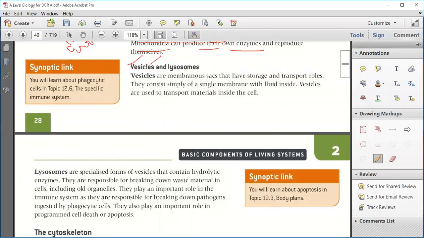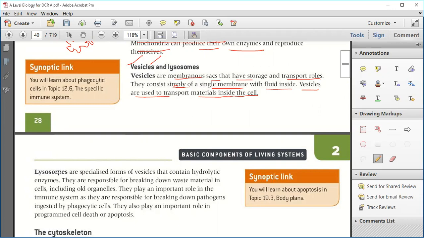Now we will discuss vesicles and lysosomes. Vesicles are membranous sacs that have storage and transport roles. A vesicle is nothing but a sac that helps in storage and transportation. Sac-like means a small bag-like structure. They consist of simply a single membrane with fluid inside, and vesicles are used to transport material inside the cell.